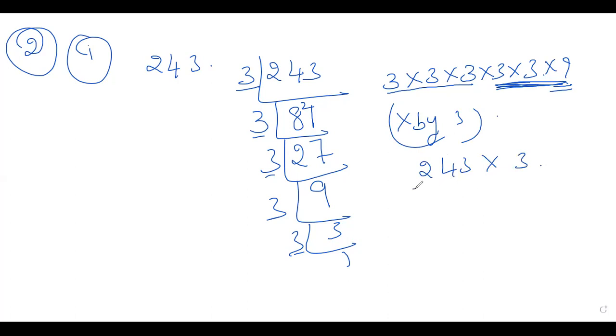243 times 3, what answer do we get? 3 3s are 9, 3 4s are 12, 3 2s are 6 plus 1. 729 is a perfect cube.